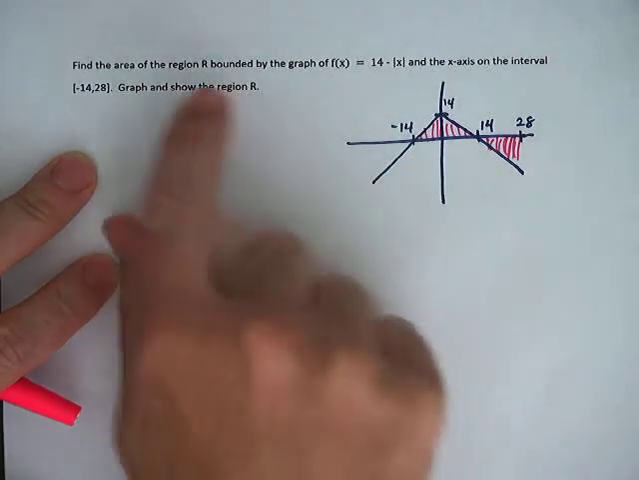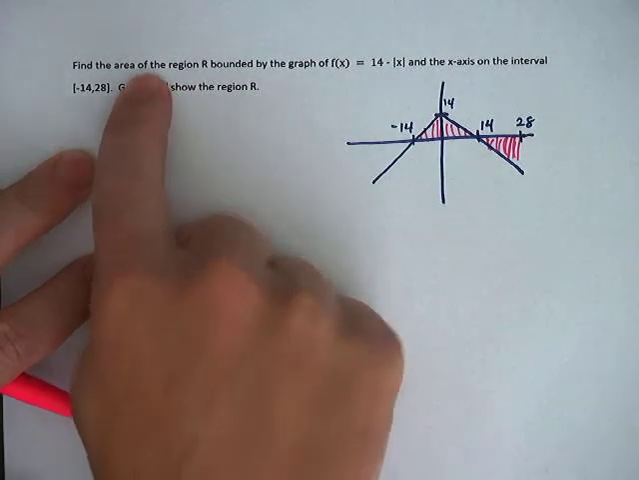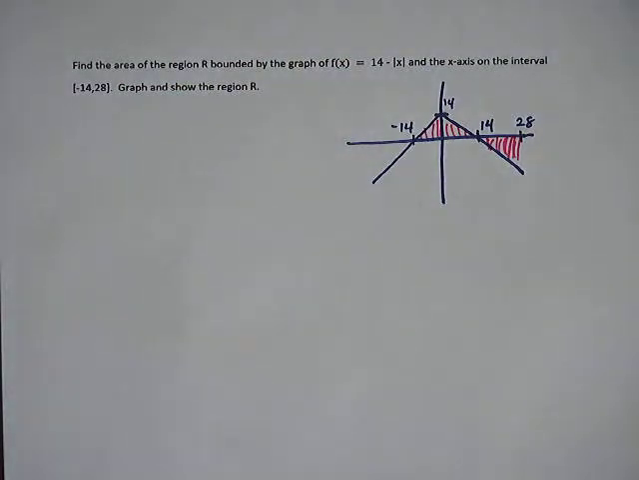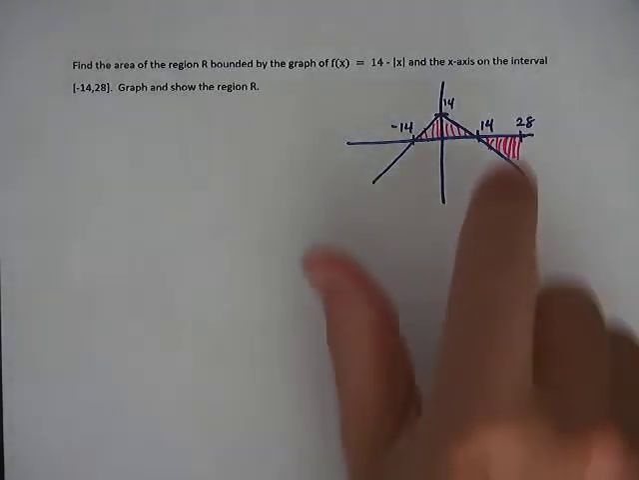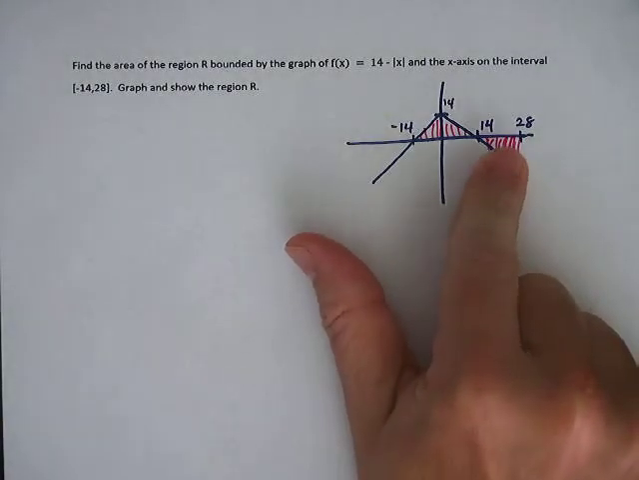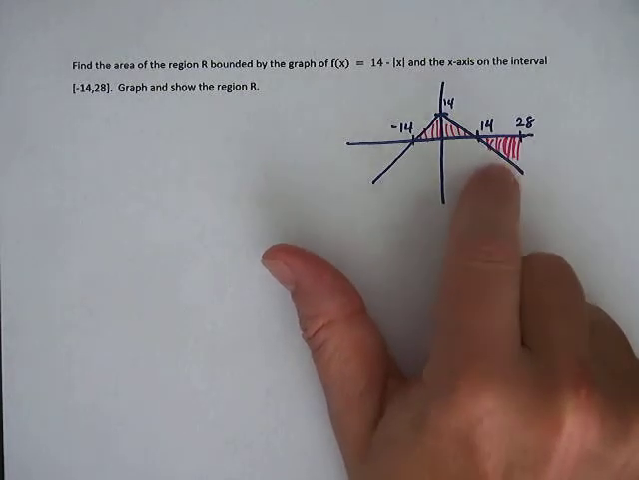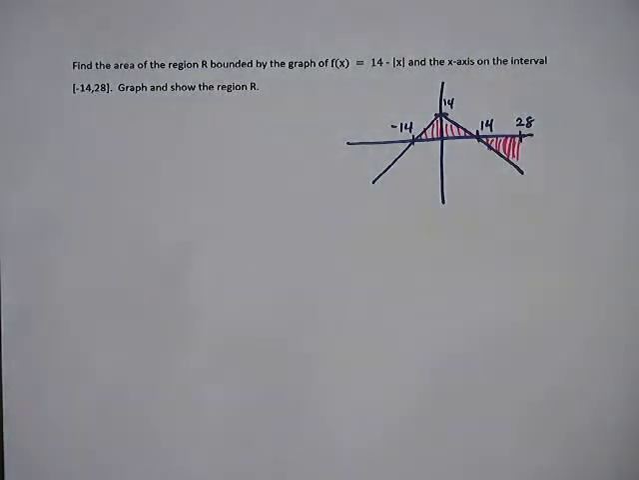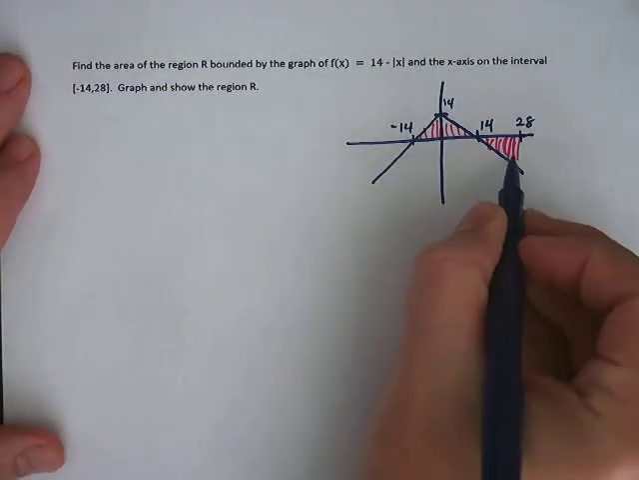All right, but when you're just asked to find the area, well, there's no such thing as negative areas. So we're going to add all these areas up positively. Even though this is below the x-axis, it's still going to be positive area. But if you were asked to find the integral, then this would count as negative. Okay, so what we have here is two triangles.